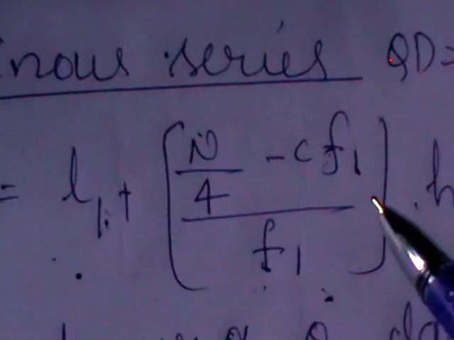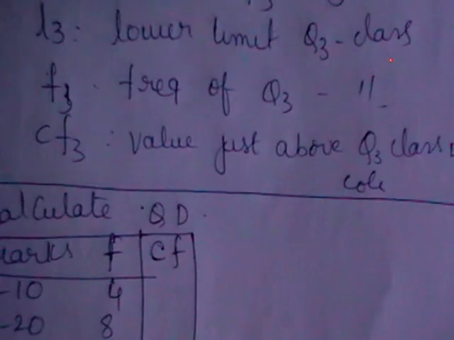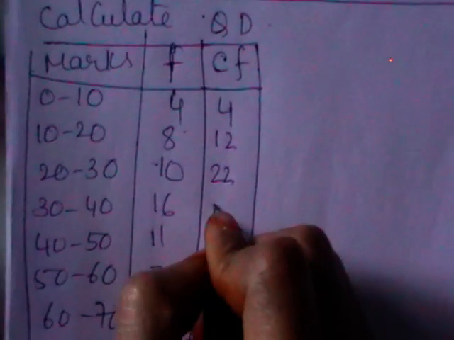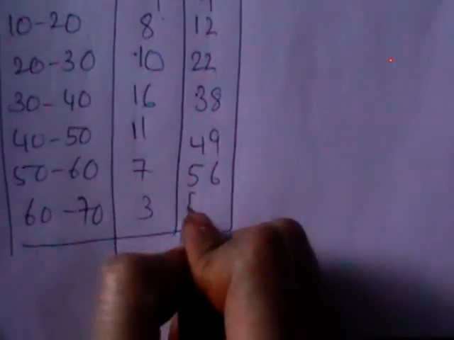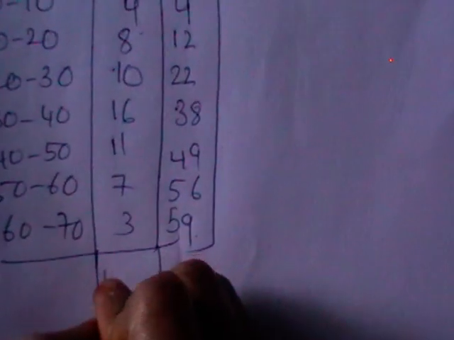So what is the formula for QD? Q3 minus Q1 by 2. You should calculate Q1 and Q3 and substitute in the formula. First you should calculate Q1. Either for Q1 or Q3, for quartiles you should always calculate another column called cumulative frequency. How do you calculate cumulative frequency? 4, 12, 22, 38, 49, 56 and 59. The last observation represents the total, which is 59.